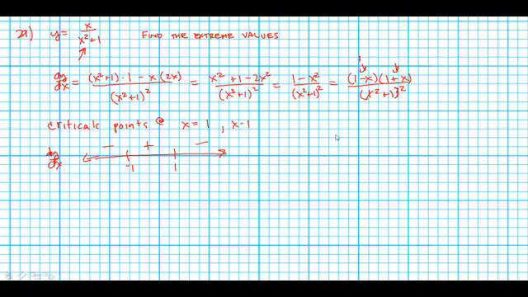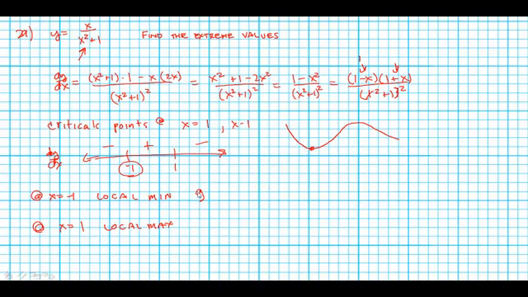So if we want to think of this function as being decreasing, then increasing, and then decreasing, that would suggest that at negative 1 we are going to have a local minimum, and at x equal 1 we're going to have a local maximum. Let's find out what that local minimum is.